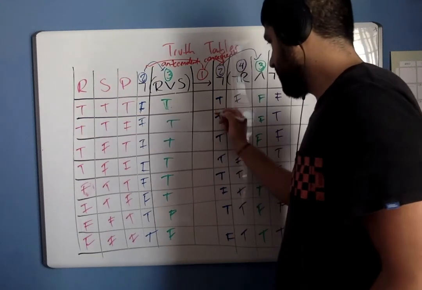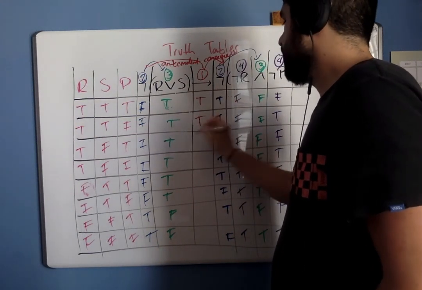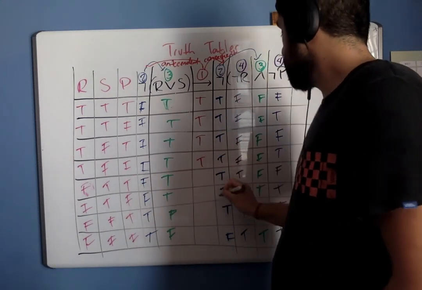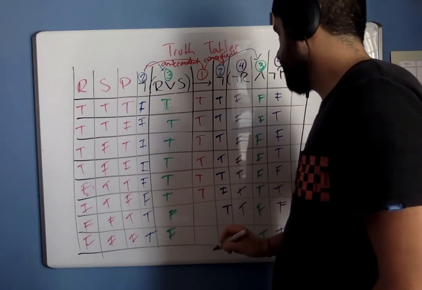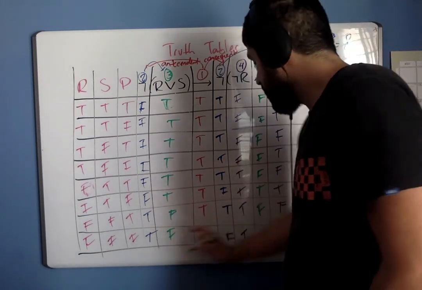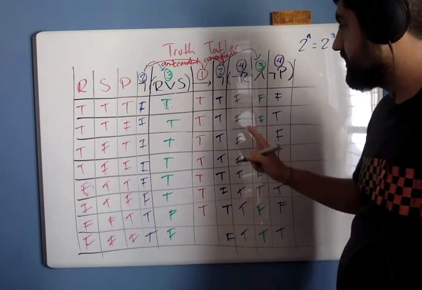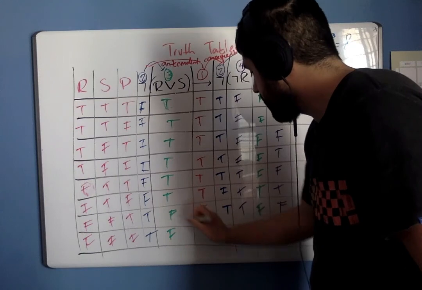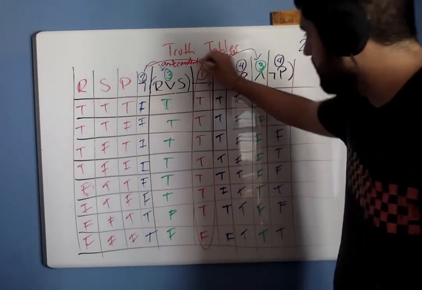So false and true, true. False and true, true. False and true, true. False and true, true. False and true, true. False and false is still true. Now, true and true is still true. And true and false, the only case in which the antecedent is true and the consequent is false, is actually in the last one. So this is going to be false. And the final result is this one.